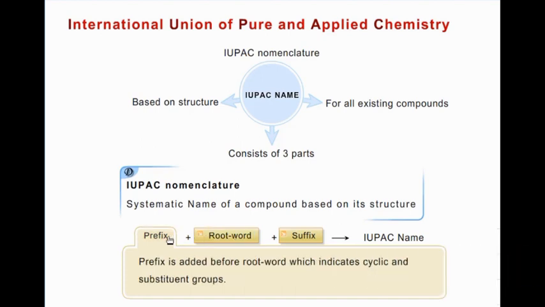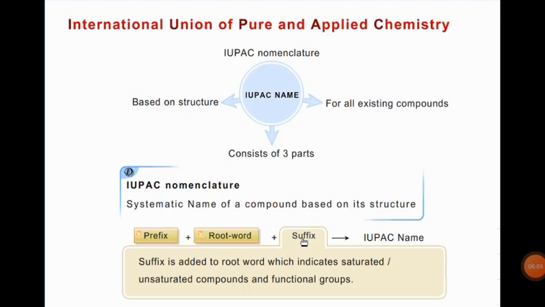Then the next one is what we call the prefix. The prefix is added before the root word, which indicates whether the given compound is cyclic or acyclic, and it also tells which are the substituents of this organic compound. So a prefix is meant for two things: to mention whether the given compound is cyclic or not, and what the substituents are in the organic compound.